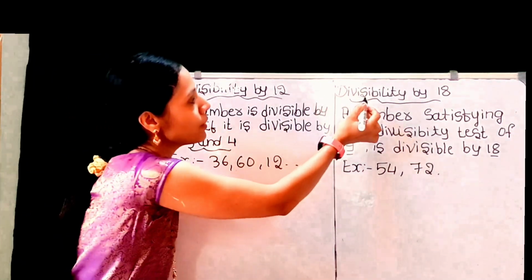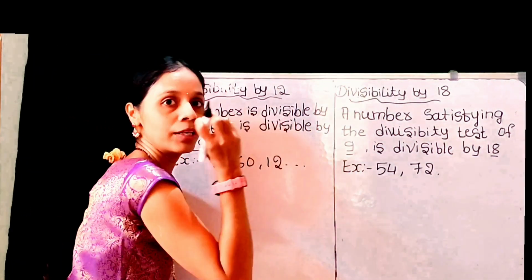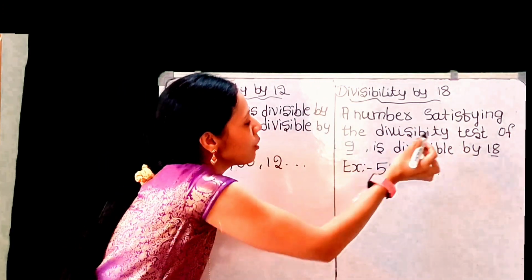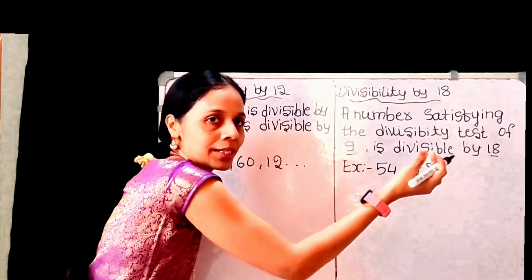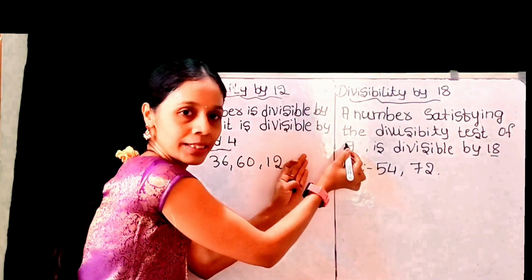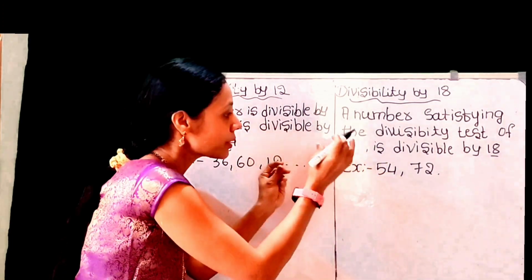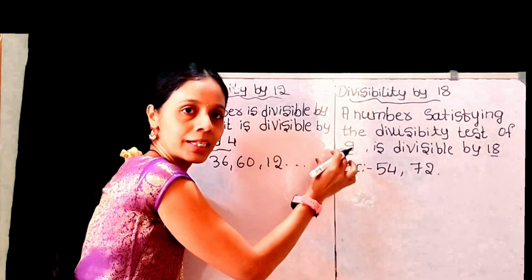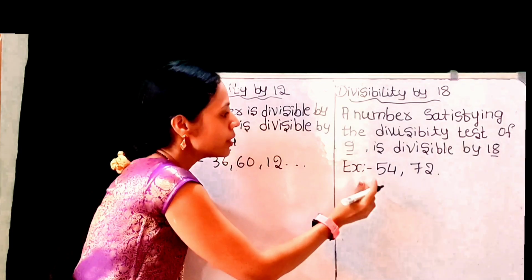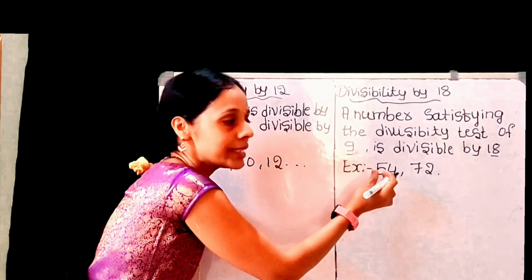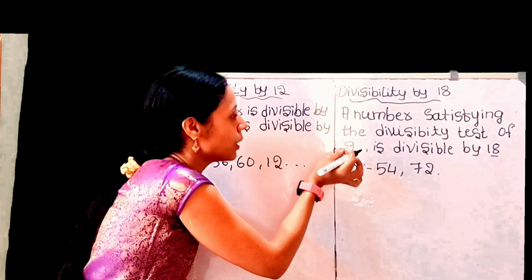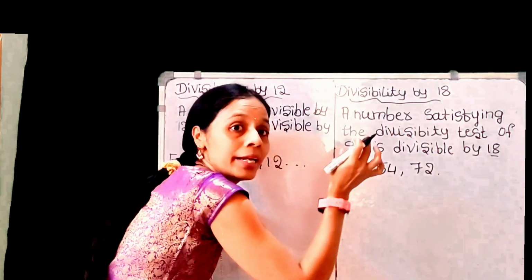Okay. Consider divisibility by 18. Which numbers are divisible by 18? A number satisfying the divisibility test of 9 is also divisible by 18. What does the divisibility test for 9 say? If the sum of all digits is a multiple of 9, then the number is divisible by 9, and also divisible by 18.